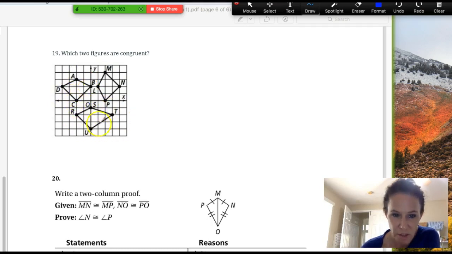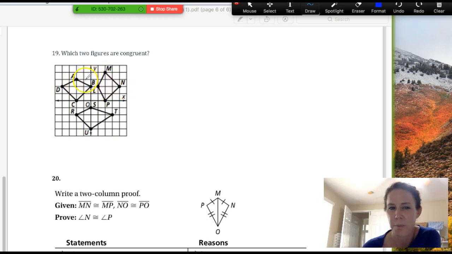But look at this figure. This length appears to be shorter than this length. Do these two appear to be congruent? Like if this was rotated, this one still appears to be longer than this one. These two appear to be congruent, but on this figure, this one appears to be a little bit shorter than this one. So this figure doesn't appear to be congruent to this figure.